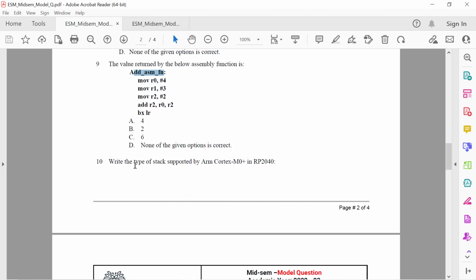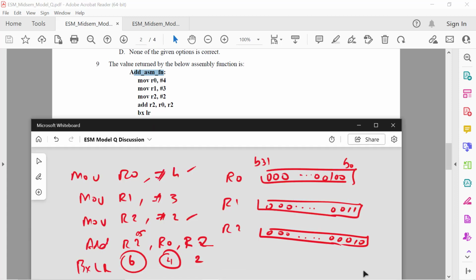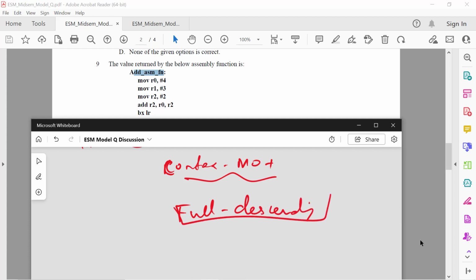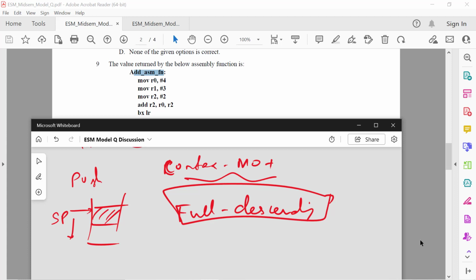Very good. Now finally, the 10th question. Write the type of stack supported by ARM Cortex M0 Plus. Always remember it is not the RP2040 which is supporting a particular type of stack. It is the Cortex M0 Plus processor which is supporting the particular type of stack, which is full descending, which you need to remember by now. You need to explain what full descending is. It is full: SP is pointing at a filled location, and descending means that when it is pushing, it should decrement first and then push the value.